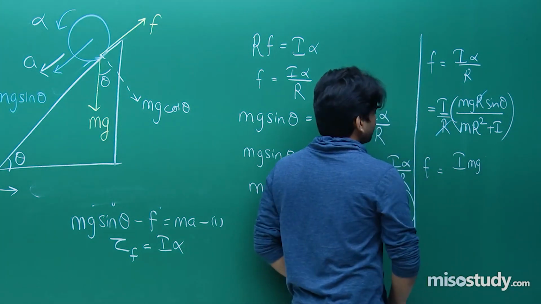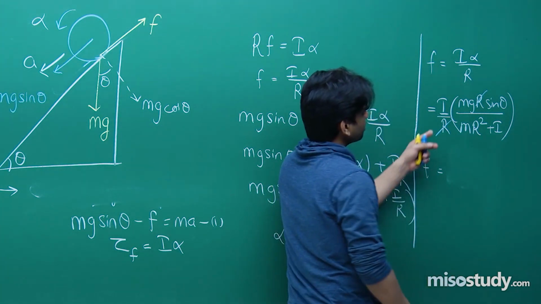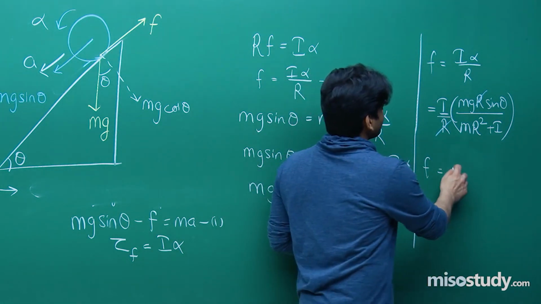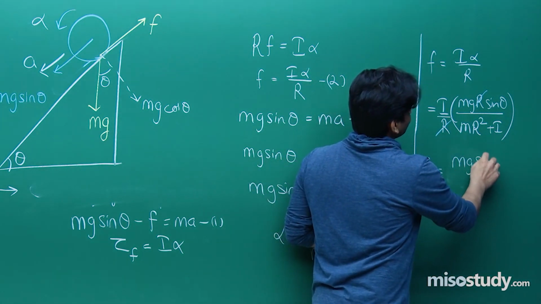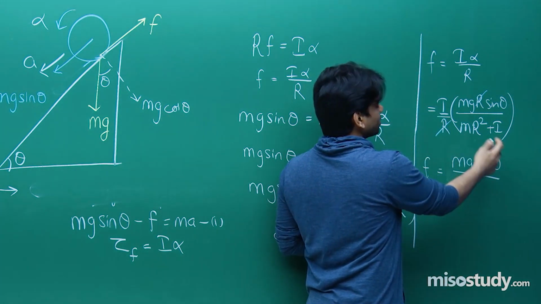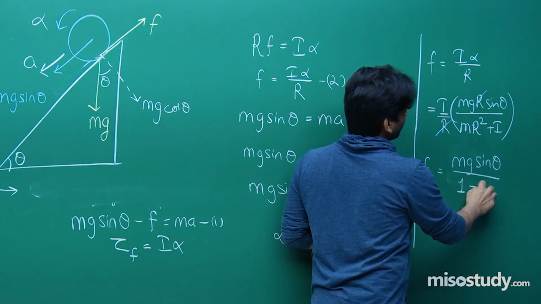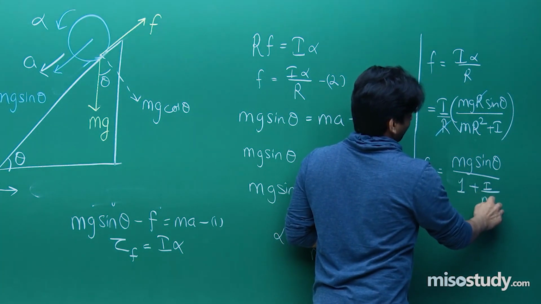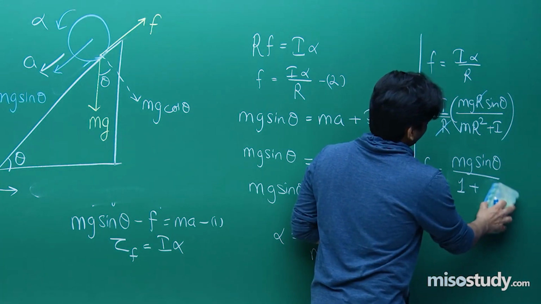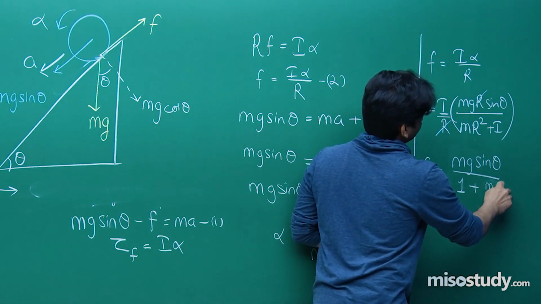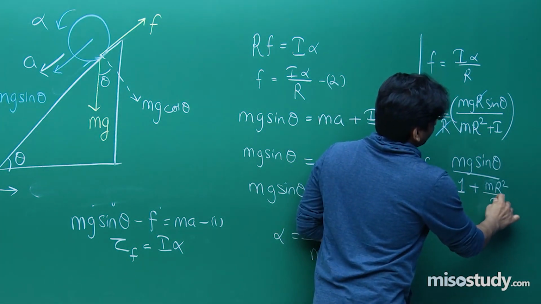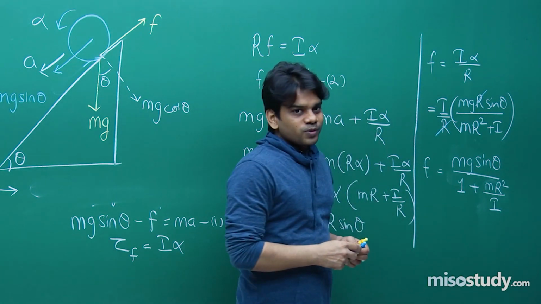Or instead can we just use this term and we can keep it in the denominator. Then we'll be getting this as F is equal to mg sin theta. What I'm doing, I'm bringing this I here in the denominator of this fraction. So we'll be having this as 1 plus mr square by I. Sorry, I by I will give you 1 and mr square by I. This will be the value of frictional force.